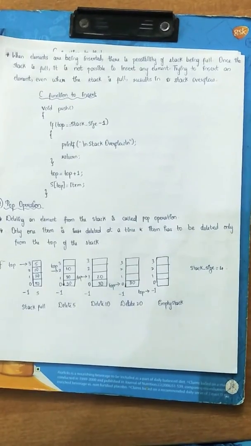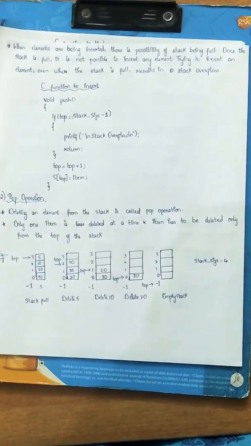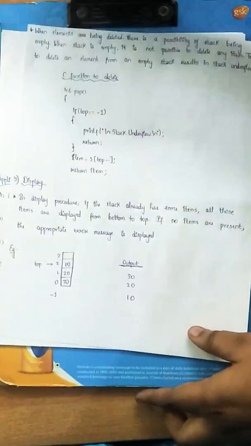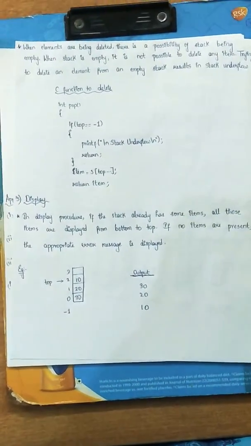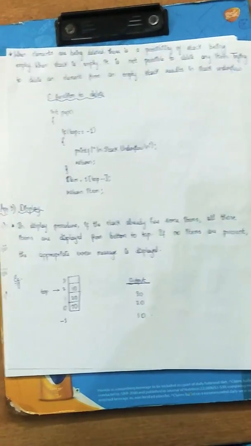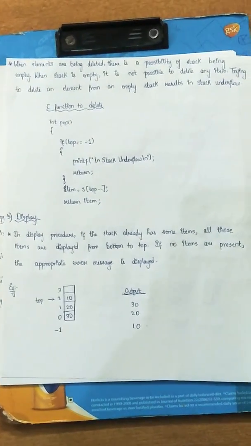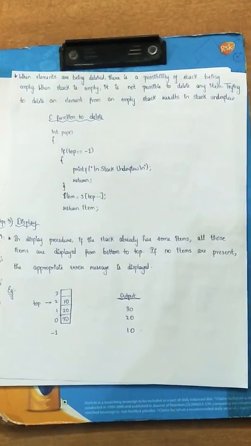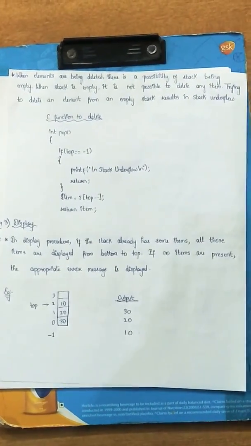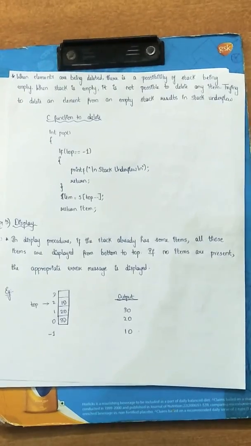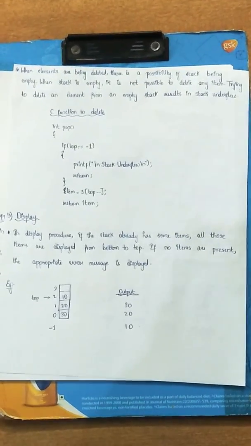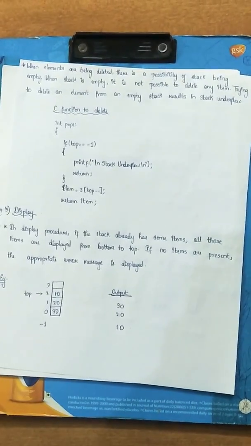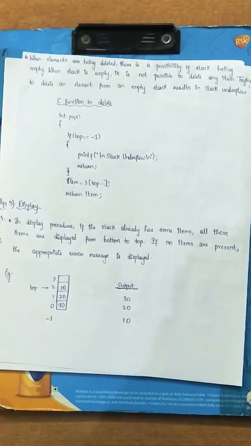So what happens if you further try to delete elements from an empty stack? What condition arises? So when elements are being deleted, there is a possibility of the stack becoming empty. Even after the stack becomes empty, if you try to delete an element from the stack, then it results in stack underflow. That is, stack overflow is where the stack is full and still you try to insert. This is stack underflow, where the stack is empty and you still try to delete the element or the item.